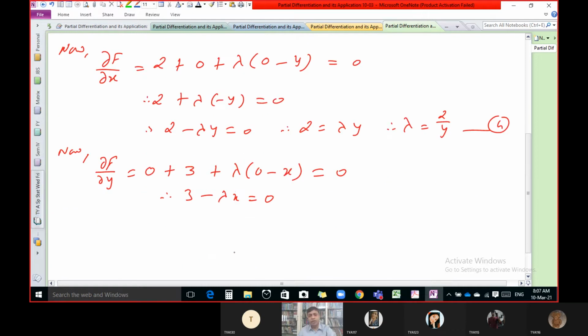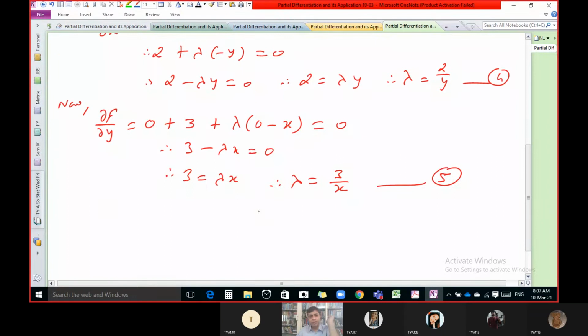Once again find the value of lambda. So 3 equal to lambda x, so lambda equal to 3 upon x. This is equation 5. Now compare equation 4 and 5. So from 4 and 5 we get 2 upon y equal to 3 upon x. Now cross multiply, so we get 2x equal to 3y.